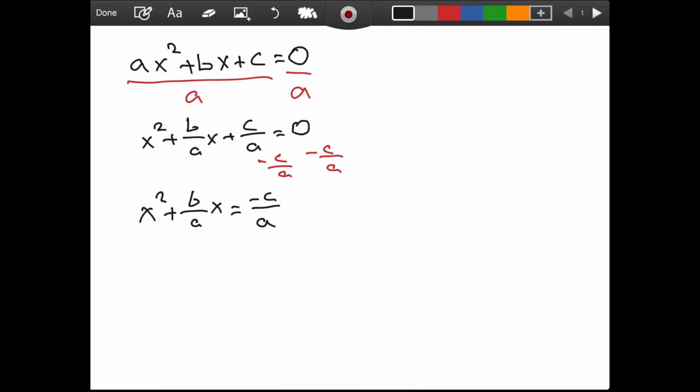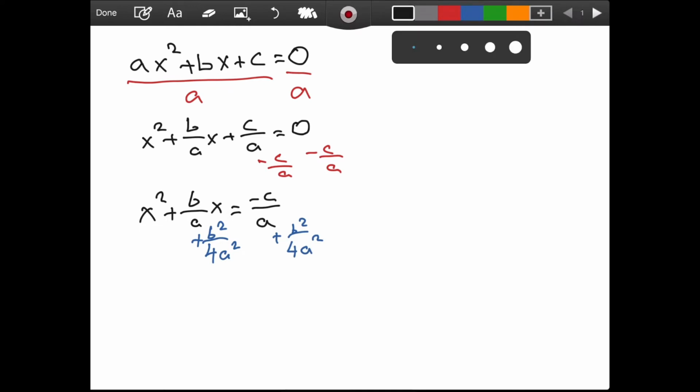What I want to do now is I will add, which might seem like an interesting choice. You might be wondering why I will do what I'm about to do, but I will explain it in a minute. I will add b squared divided by 4a squared to both sides. Now, where did this come from? This is a weird looking quantity. Why do I add this?